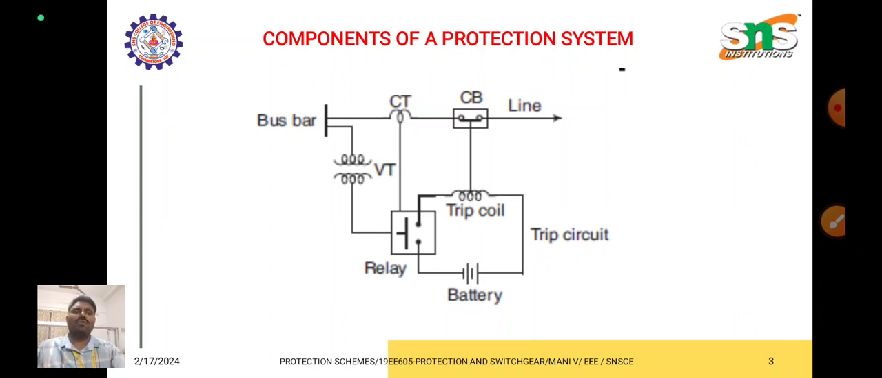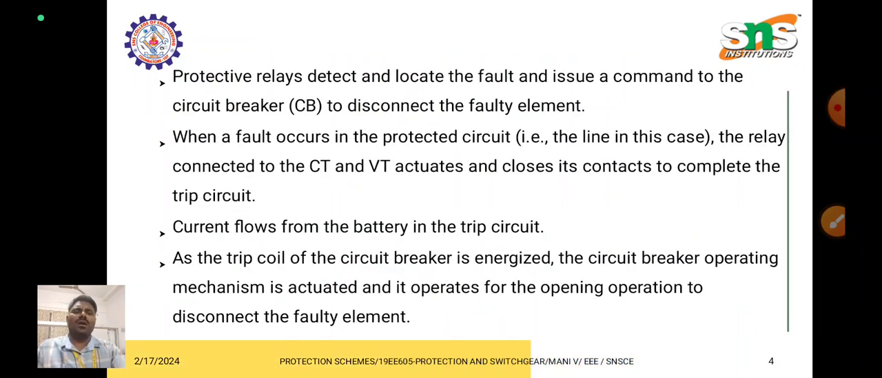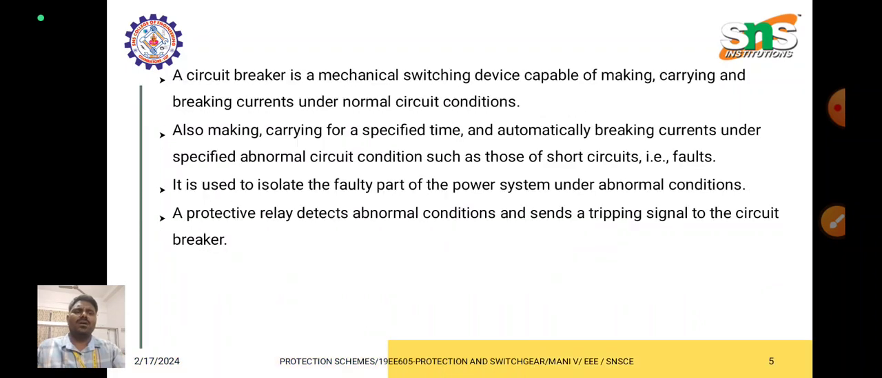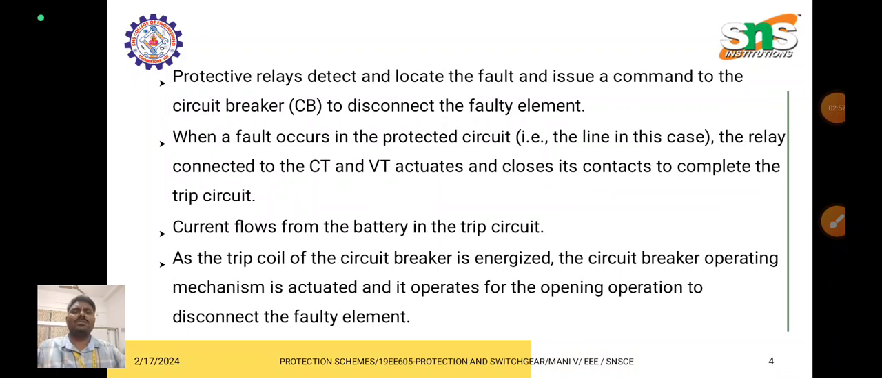So these are the various components in the power system. Here you can see a protective relay. It detects and locates the fault, and it sends the command to the circuit breaker to disconnect the faulty element.